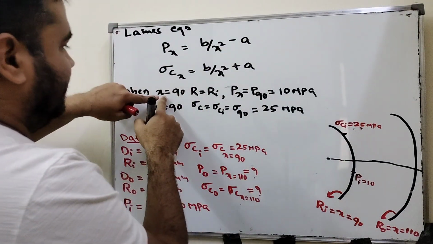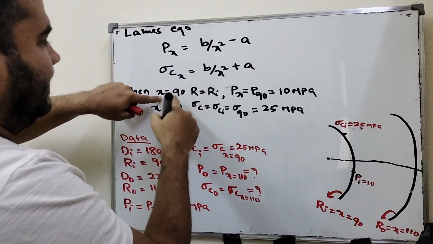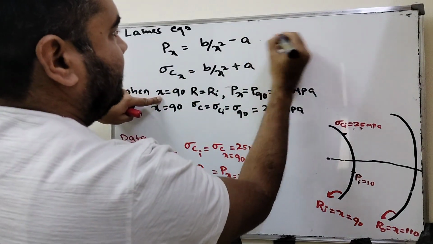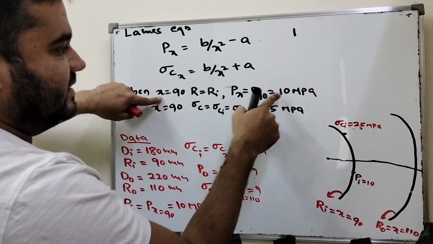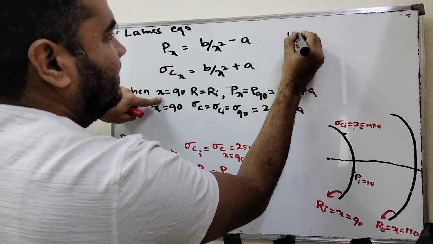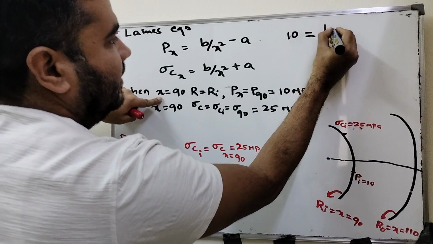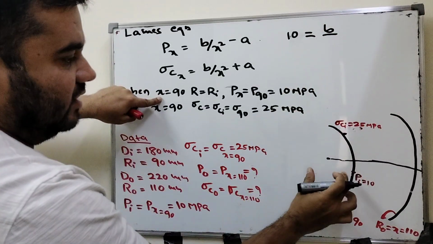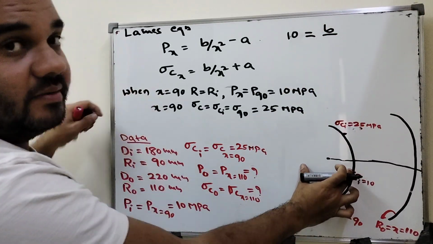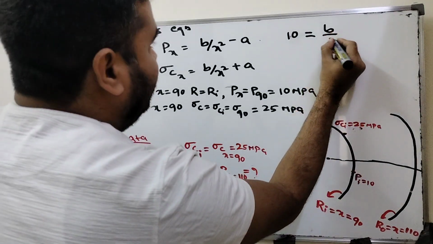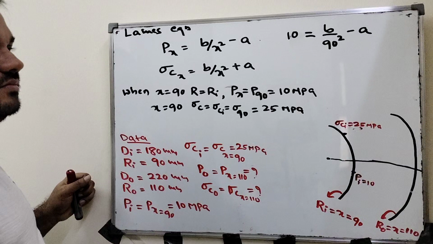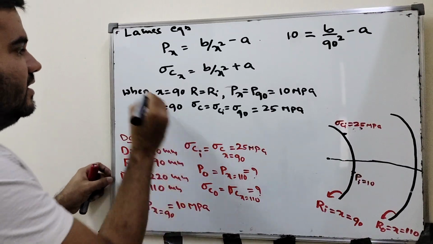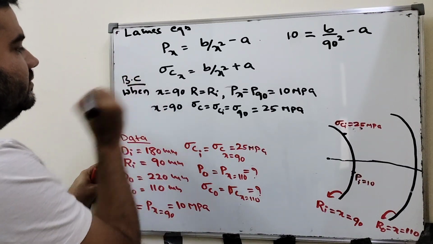First I am applying the first condition, x equal to 90. Therefore this equation becomes: pressure at 90 is 10 MPa. The left side is 10 MPa, and b divided by x, how much is that? That is 90 mm, right? x is the distance, 90 square minus a. This is one, after applying these boundary conditions.